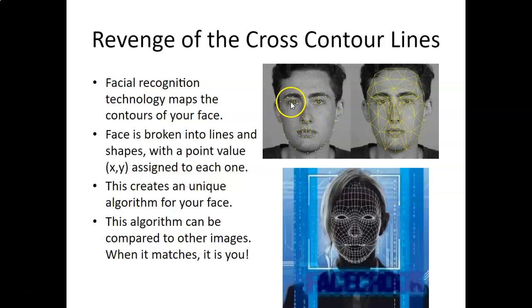Okay? So you start out with the dots, you connect the dots into lines, and then those lines connect into spaces. And that creates a unique algorithm for your face. Your face has a very specific mathematical formula that means you. And then when computers do facial recognition, they take that algorithm and compare it to other images, and when it matches, it's you. So what this means is it's being used in a few different ways.